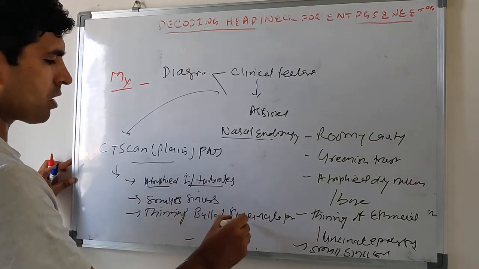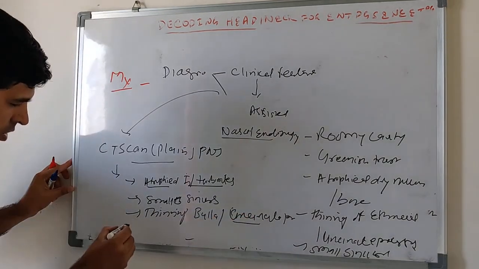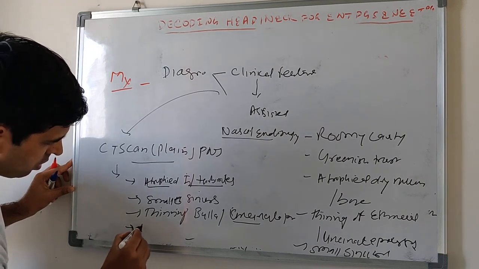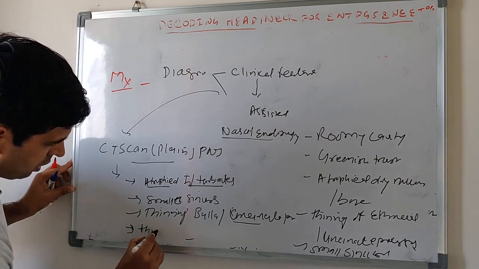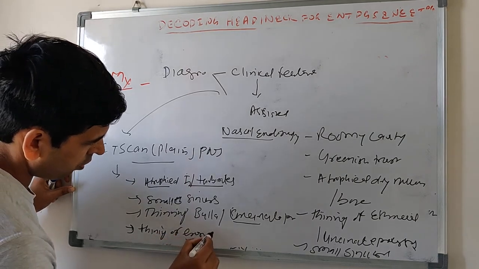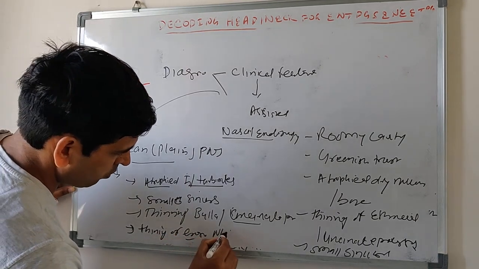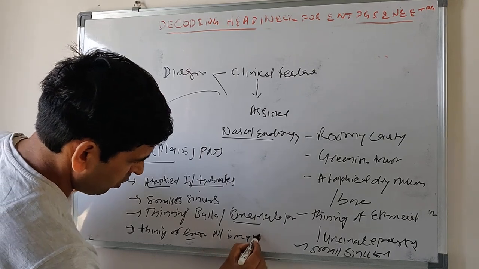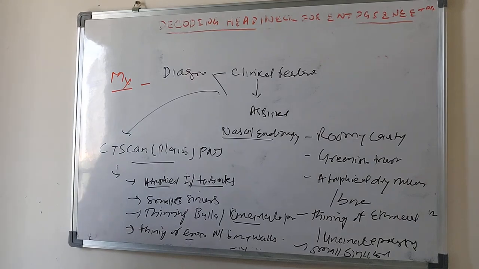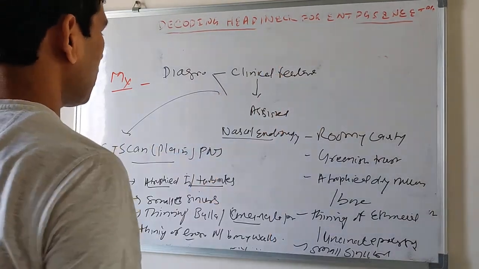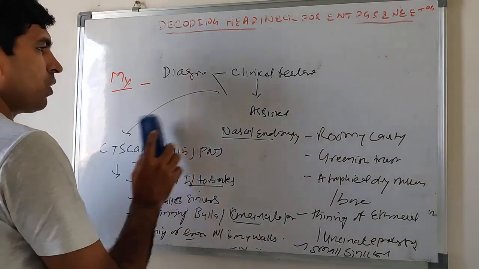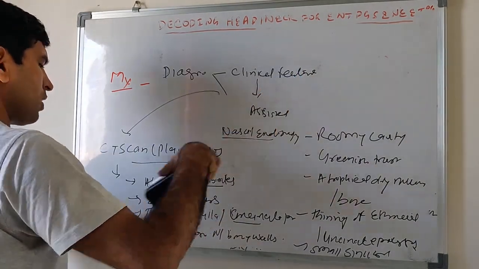Thinning of the bulla and uncinate processes, and thinning or erosion of the nasal bones. So these are the common findings, and you may diagnose by clinical features. What investigations do we require? Clinical features, nasal endoscopy, and CT scan.